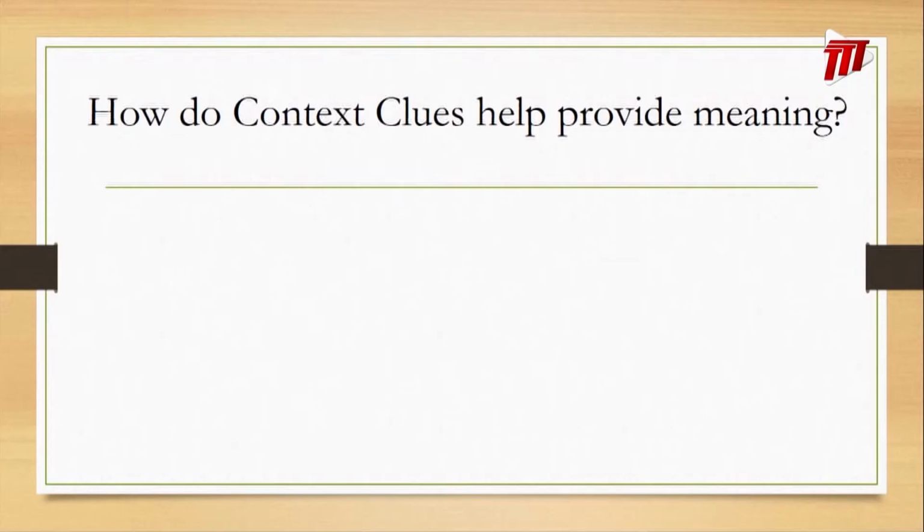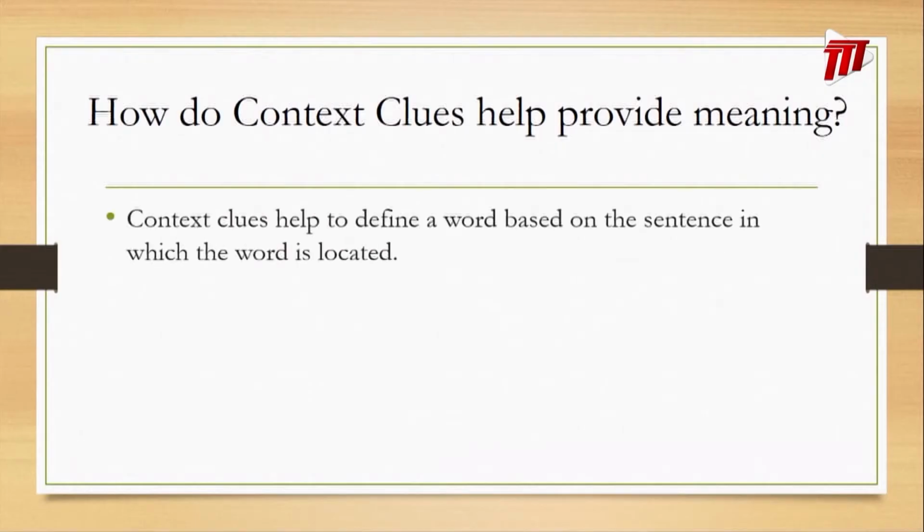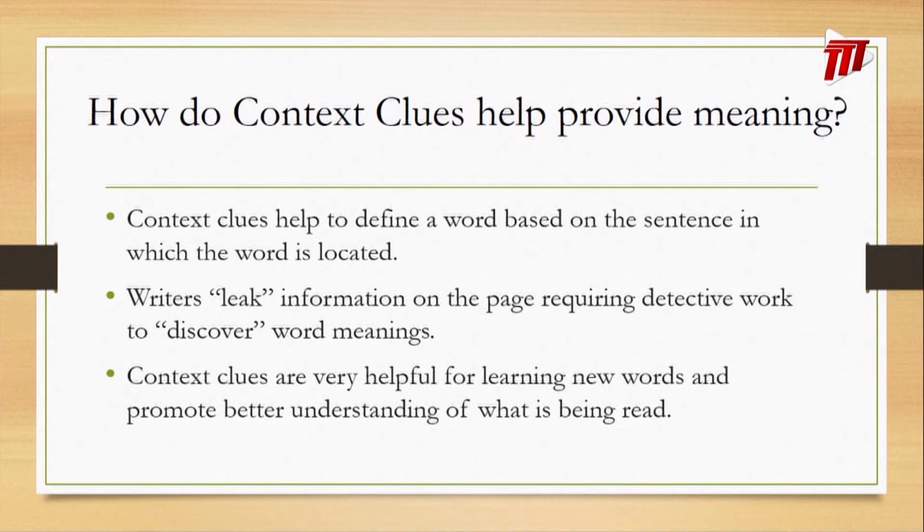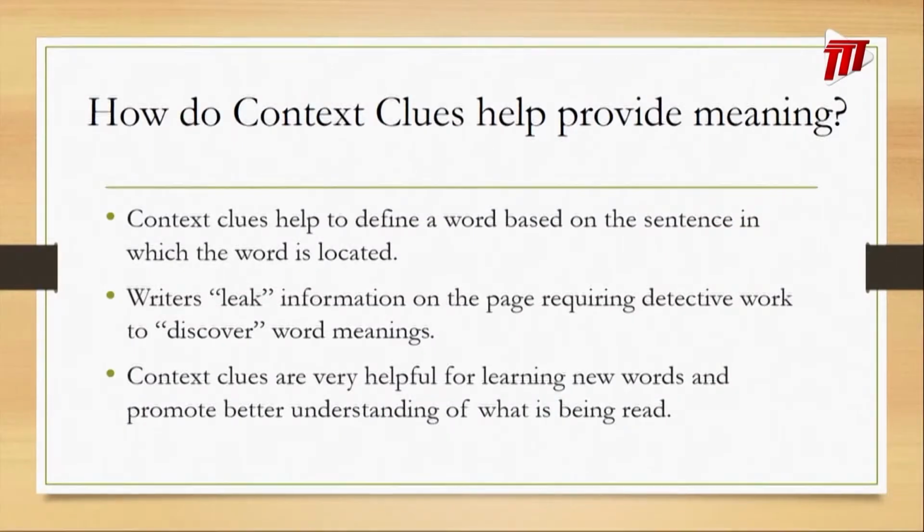How do context clues help provide meaning? Context clues help to define a word based on the sentence in which the word is located. Writers leak information on the page, requiring detective work to discover word meanings. And this is where you come in and you try to be the best detective that you can by looking for those hints or words or signal words.